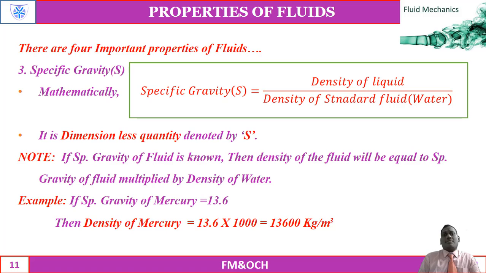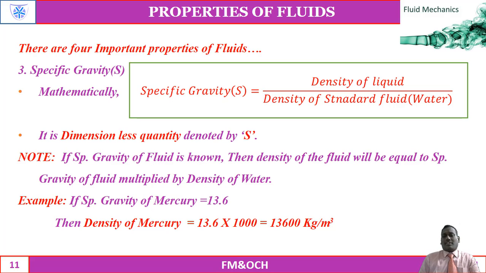One of the unique features of specific gravity is that it is a dimensionless quantity, meaning there are no dimensions. For example, density of liquid divided by density of water, both are the same, both cancel, and the result is just a number. Another important note is that if the specific gravity of a fluid is known, then the density of the fluid will be equal to the specific gravity of the fluid multiplied by the density of water. That is one of the uniqueness of specific gravity.